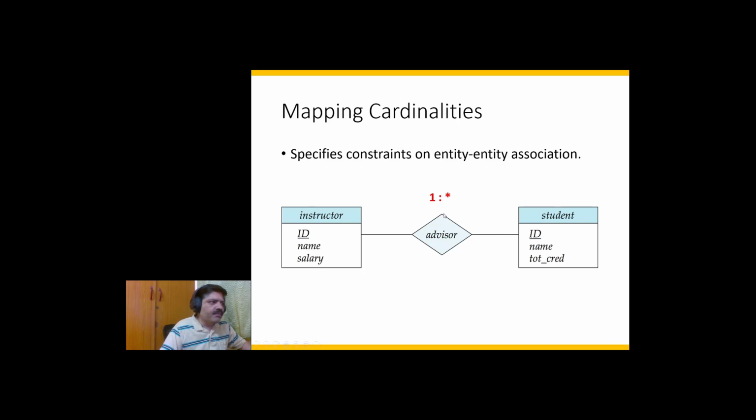Often we want to qualify the relationship with the cardinalities. So we could map cardinalities, which introduces constraints on the entity-entity association. In this case, we say that there is a one to star, or one instructor may advise multiple students, and multiple students may have the same instructor, or all students have one instructor. That is what we are trying to convey here with a one to star cardinality mapping.